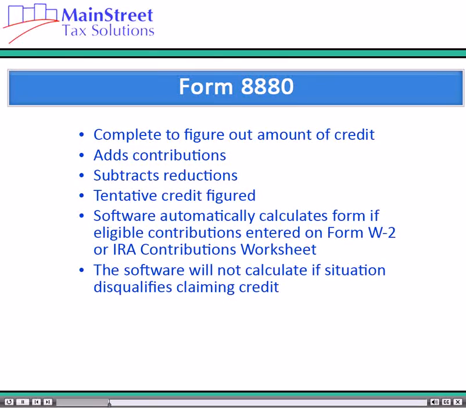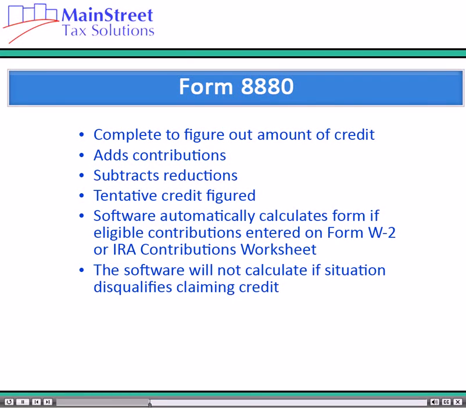This form adds all contributions made during the year and subtracts the required reductions. Then the tentative credit is figured by multiplying the eligible contributions by the appropriate percentage. The software calculates this form automatically if any eligible contributions are entered on Form W-2 or the IRA contributions worksheet.